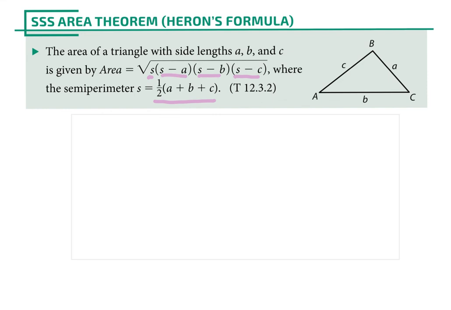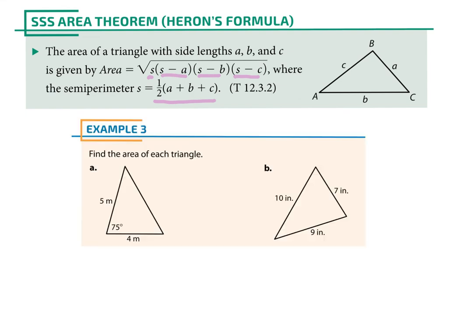If you take half of your perimeter and multiply it by the difference between each of those sides and take the square root, that will also be your area. This is called Heron's formula, and we'll actually derive it when we get into pre-cal. We'll actually see where it comes from in pre-cal. So let's see how we use it and which one we would use.